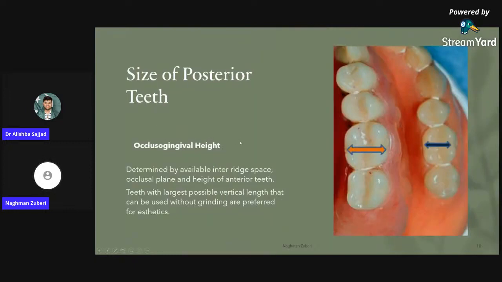Then comes the occlusogingival height, from the top to bottom, determined by available interridge space, occlusal plane, and height of anterior teeth. Teeth with the largest possible vertical length that can be used without grinding are preferred for the aesthetics. Occlusogingival height.